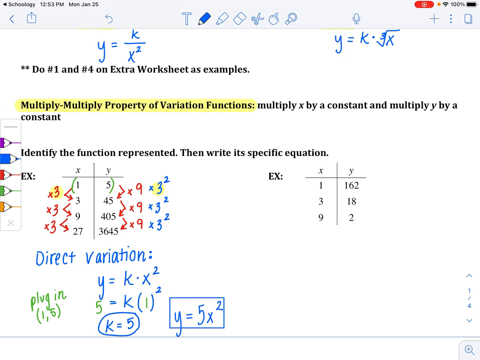Let's try another one. Same idea, we're going to look on the left side. This increases by 3.